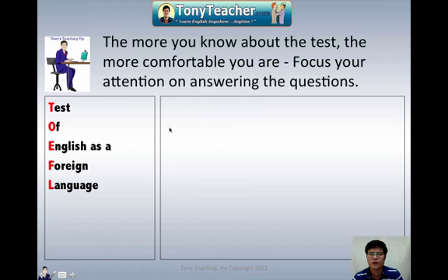So what is TOEFL? It's a good question. It stands for Test of English as a Foreign Language. That means for non-native English speakers. Now what's IBT? IBT stands for Internet-Based Test. So the TOEFL IBT is the TOEFL test on the internet. You do it through the computer and on the internet.